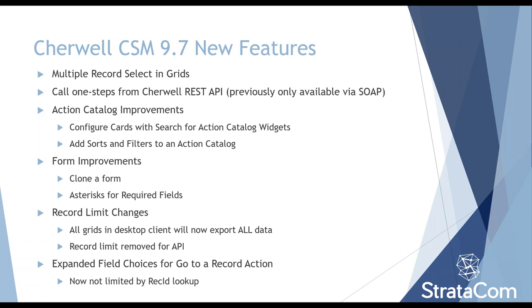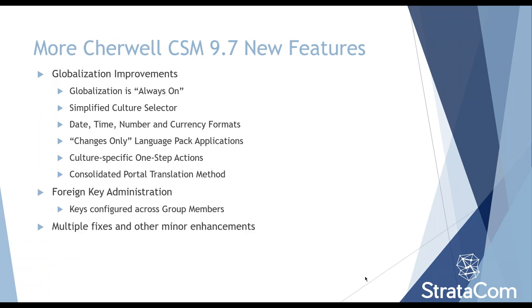Expanded field choices for go to a record action, not limited by rec ID lookups. That to me, when I first started developing in Cherwell years ago, was one of the most fascinating things that I ran into, is you couldn't look up records by, say, someone's phone number. You had to do a rec ID lookup, and we have this wonderful hack to get around that to work in one steps, and we won't have to do that anymore with 9.7.